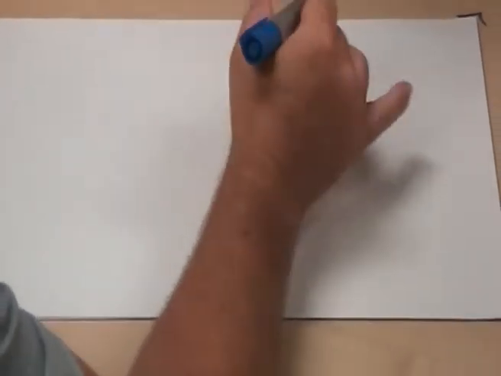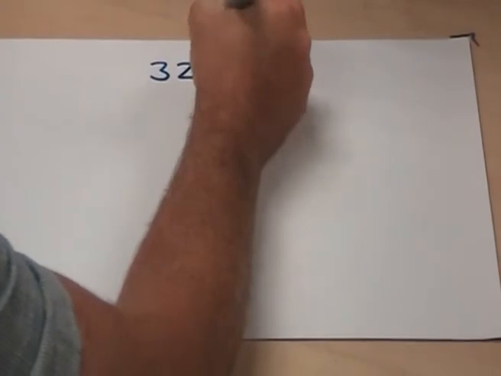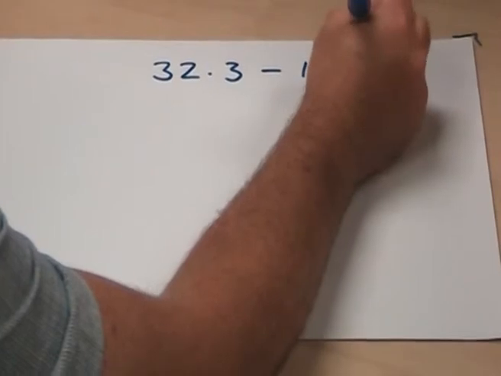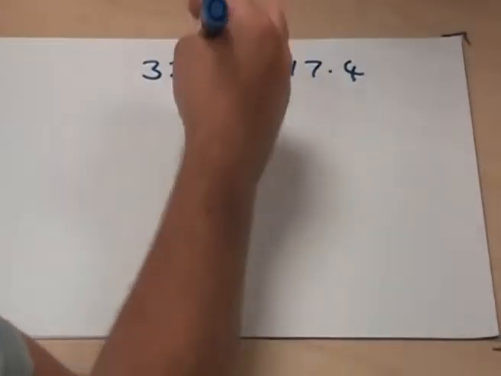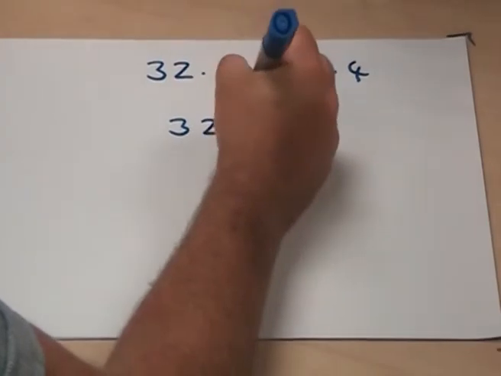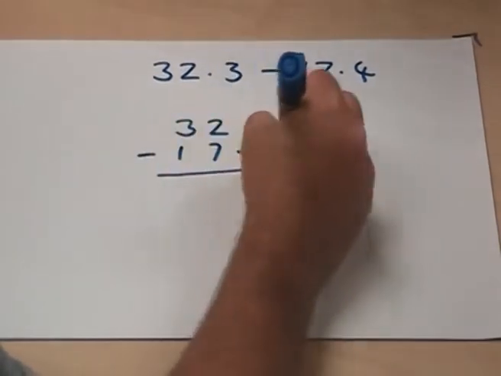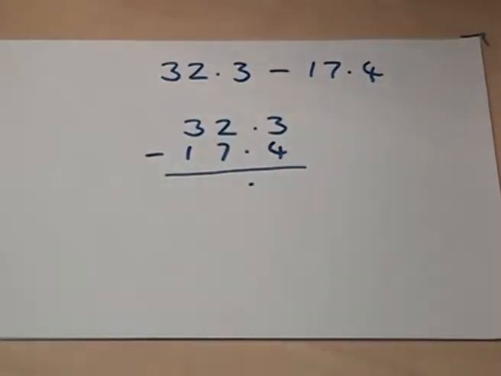Let's try the same thing using decimal numbers. Again, like the addition, it is important that we keep our columns in line. 32.3 take away 17.4. So I'll put those in. 32.3 minus 17.4. Notice that the digits are lined up, and so is the decimal point.